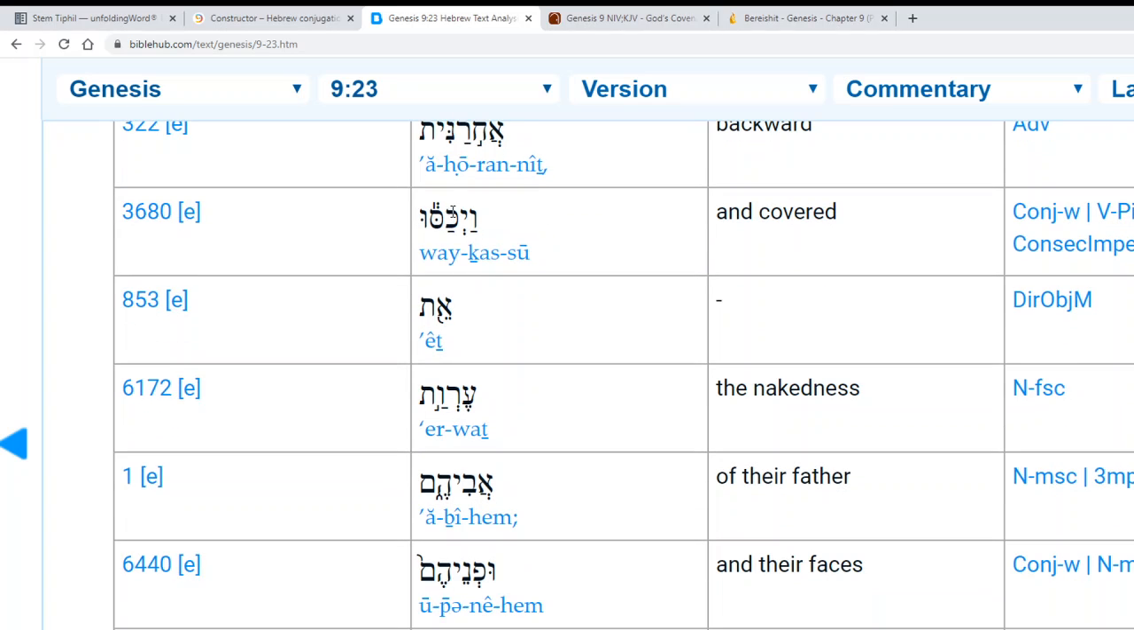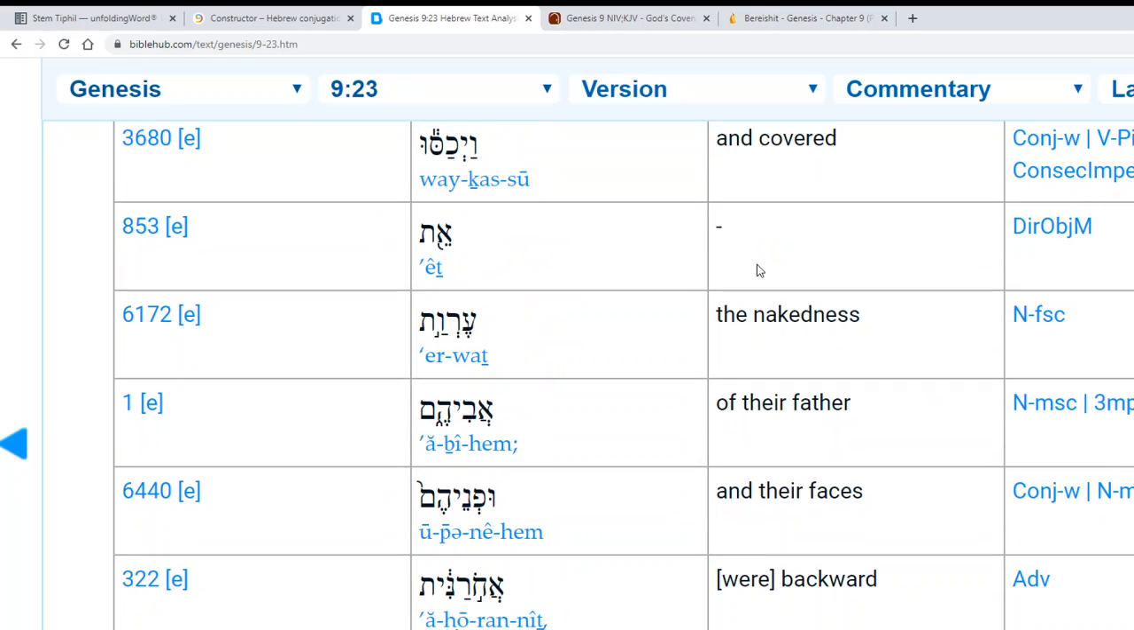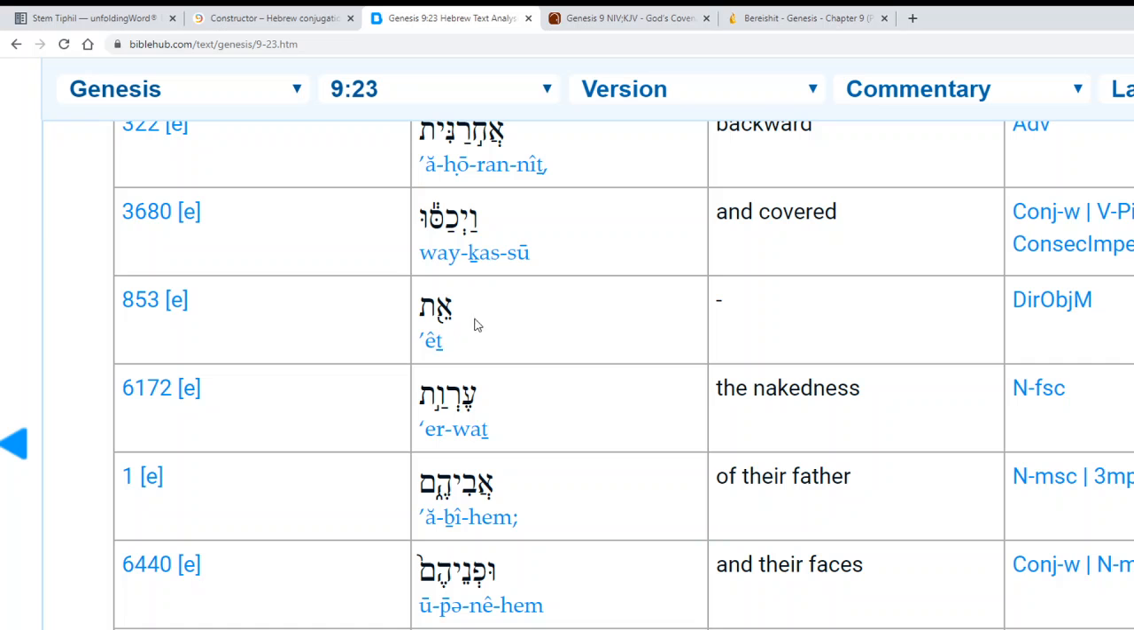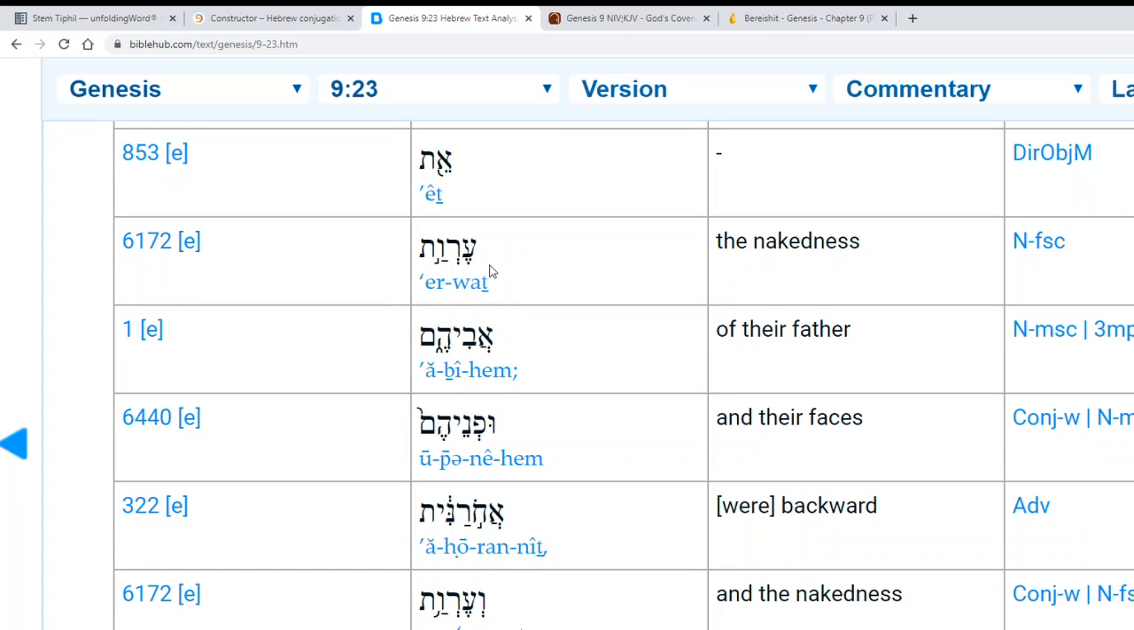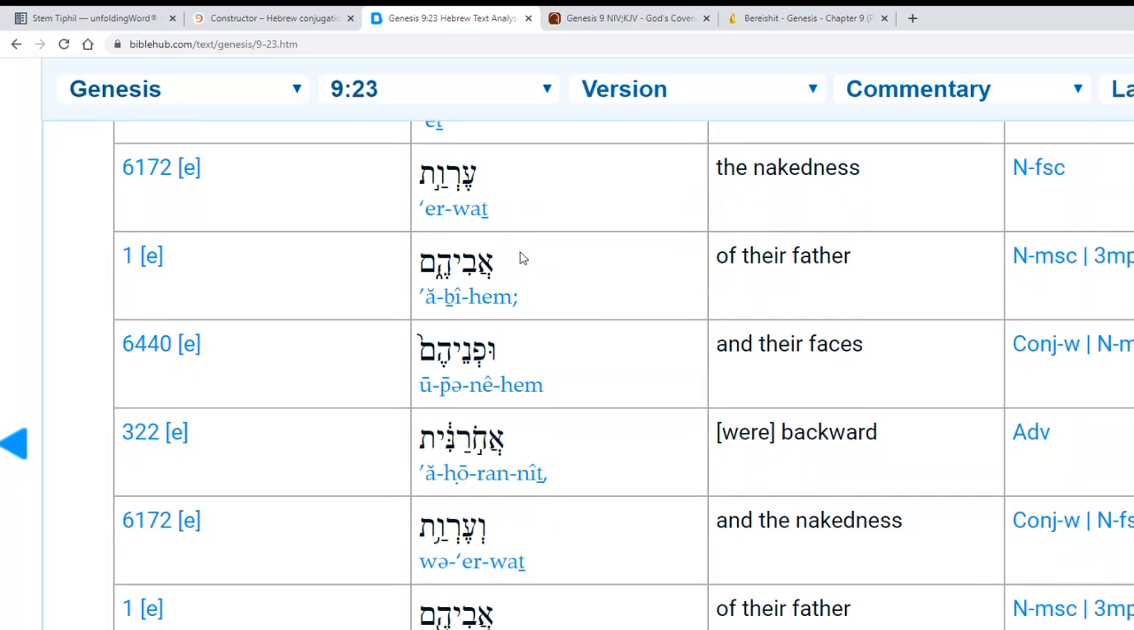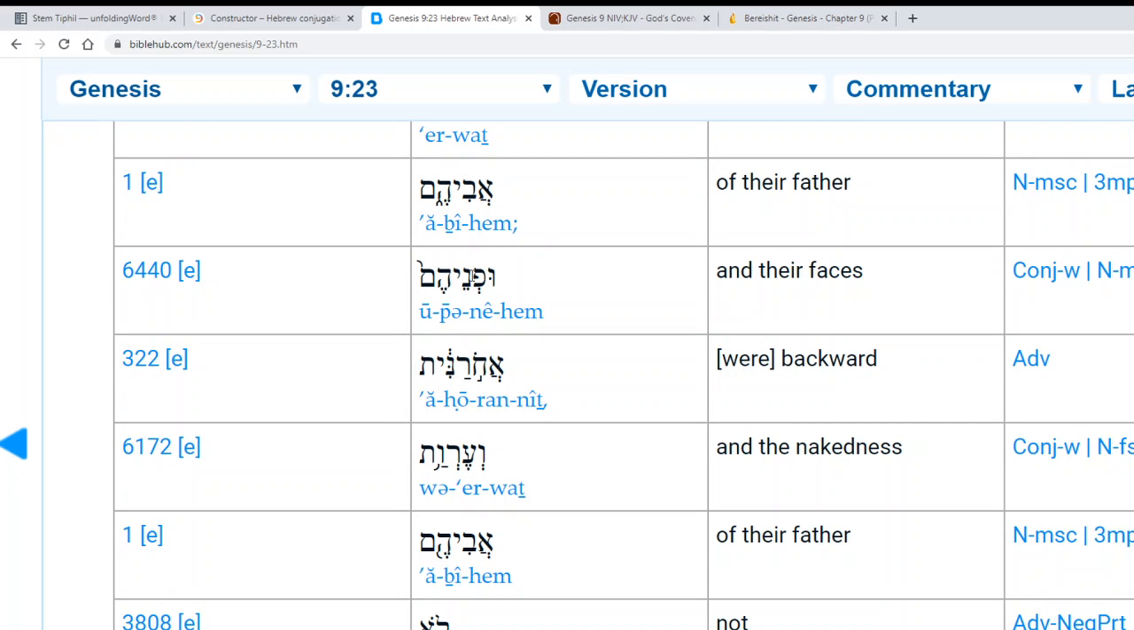Achoranit. Interesting. Vayechasu. So the conjunctive vav, the yud is putting it in the imperfect. The root, I would say, is chaf sin hey, right? To cover. Vayechasu, and they covered. The hey absconded, and the vav puts it into the third person masculine plural. Et is the direct object marker. Ervat avihem, again, nakedness of their father in the construct form, like we said. Ufnehem, so conjunctive vav. Panim is faces, right? Ufne, right? Fnehem is their faces. Third person masculine plural, their faces.